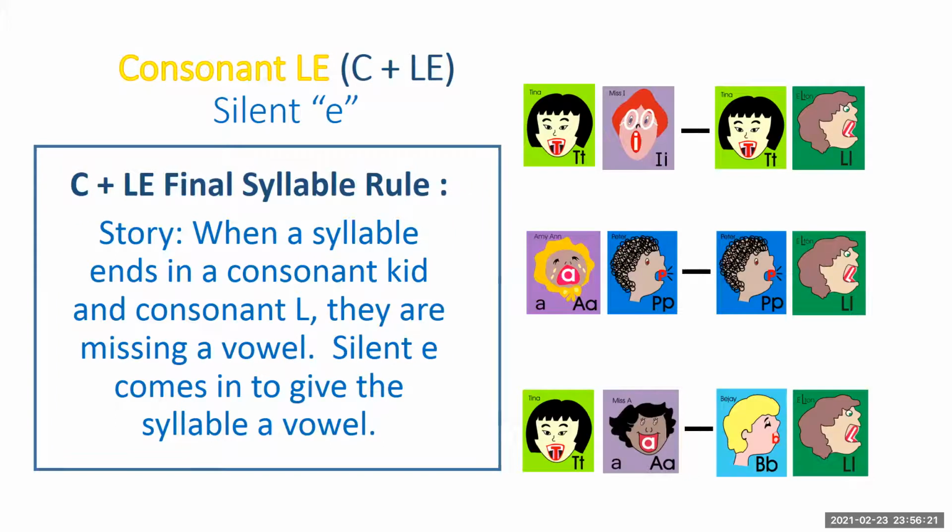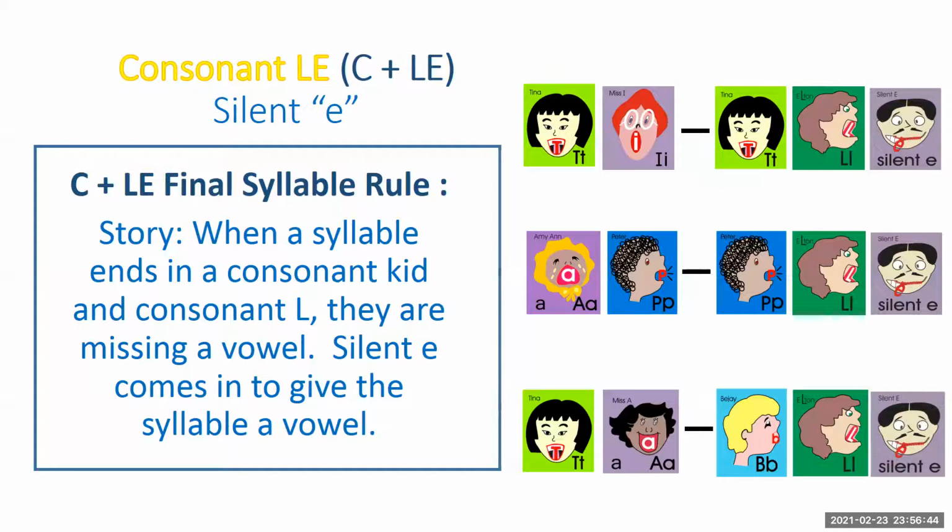The Phonic Faces story. When a syllable ends in a consonant kid and consonant L, they are missing a vowel. Silent E comes in to give the syllable a vowel. Same word, t-i-t-l-e. The vowel is the silent E. Apple, the vowel is the silent E. Table, the vowel is the silent E.